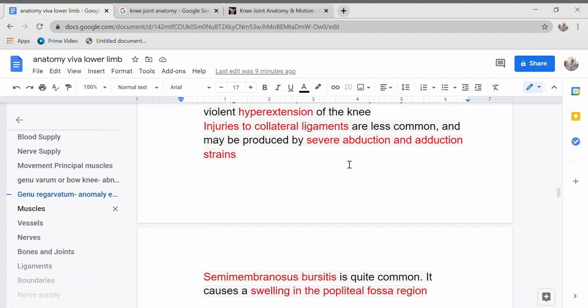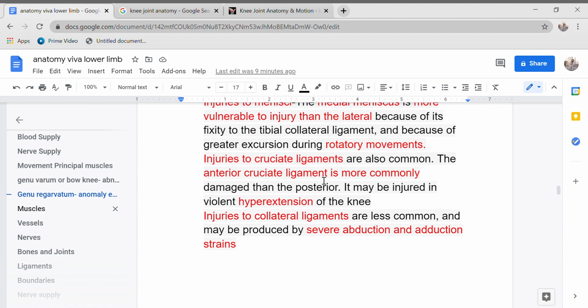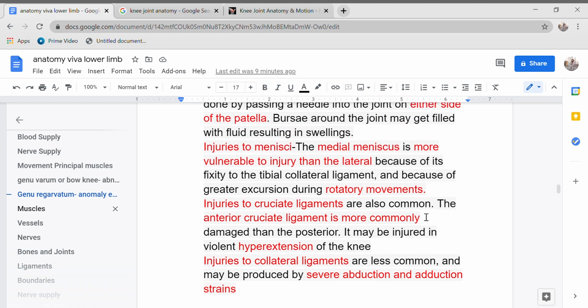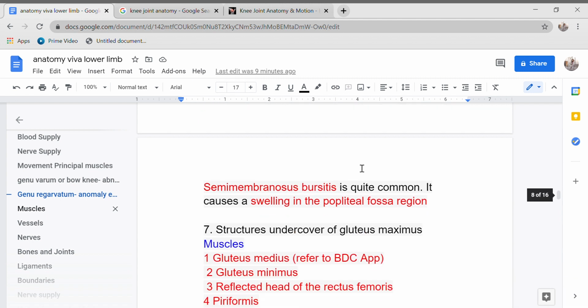Okay, so injuries to collateral ligaments are less common and produced by abduction and adduction. So collateral ligaments are injured by abduction and adduction, cruciate ligaments by hyperextension, whereas the menisci by rotatory movements. Semimembranosus bursitis is quite common and causes a swelling in the popliteal fossa region.